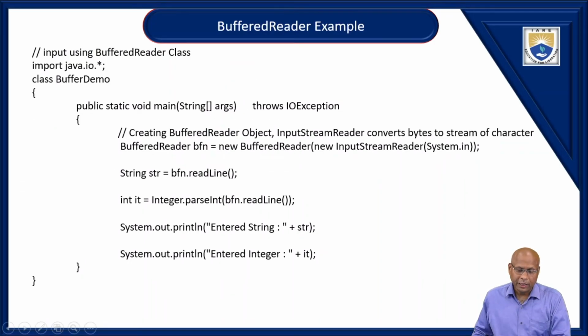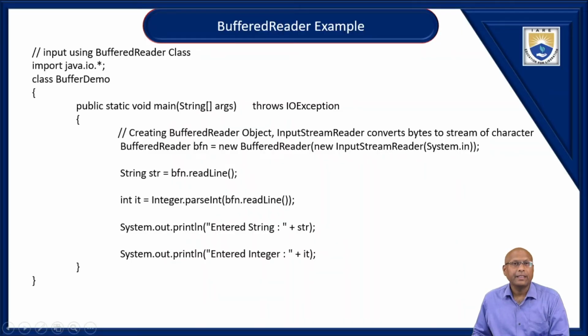Now see this program. Whenever you are using buffer reader, which package do you have to import? IO package. You have to import the IO package. And after importing the IO package, you have to create an object of buffer reader. This buffer reader takes an input stream reader, which takes your keyboard as input. So this is the way of creating the buffer reader object.